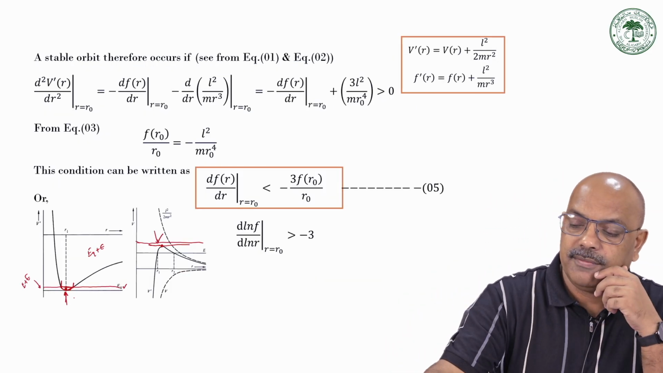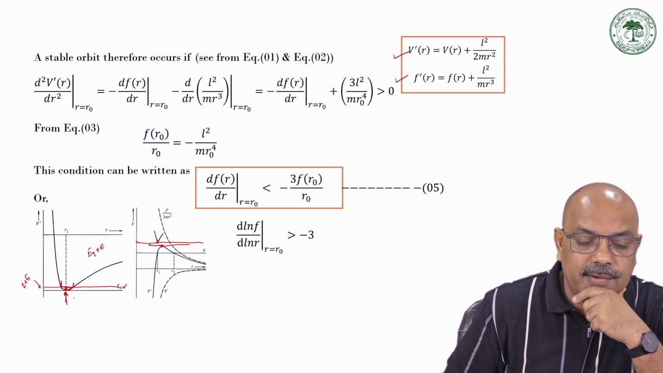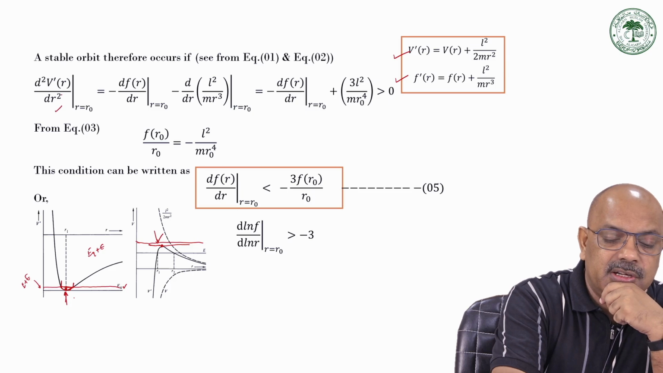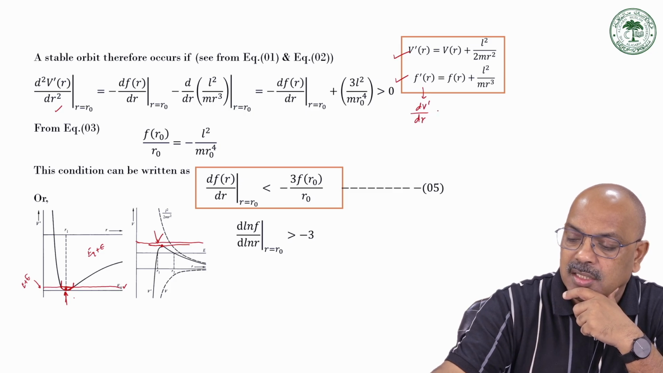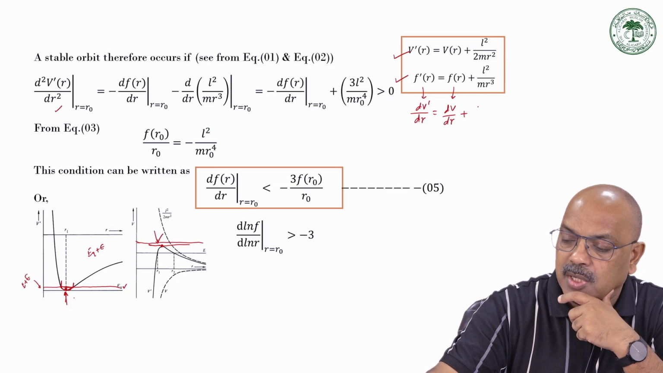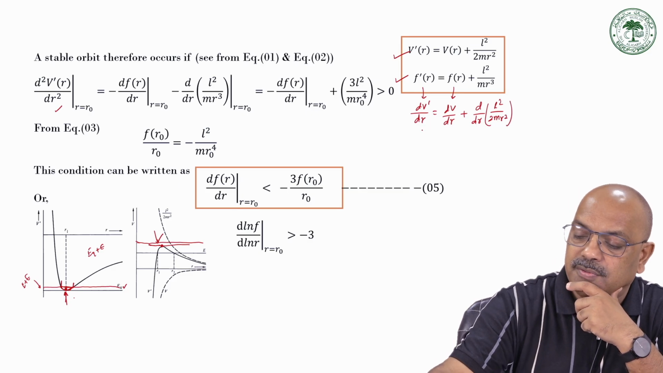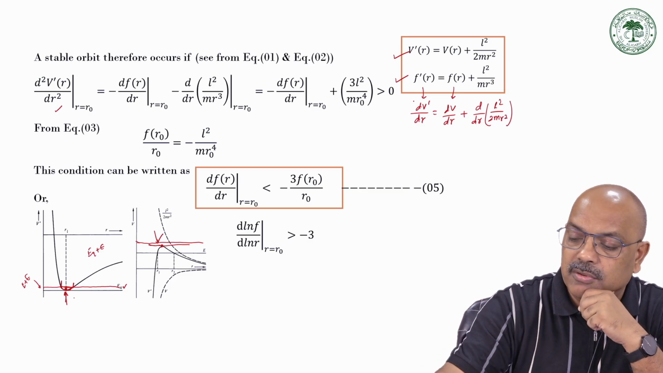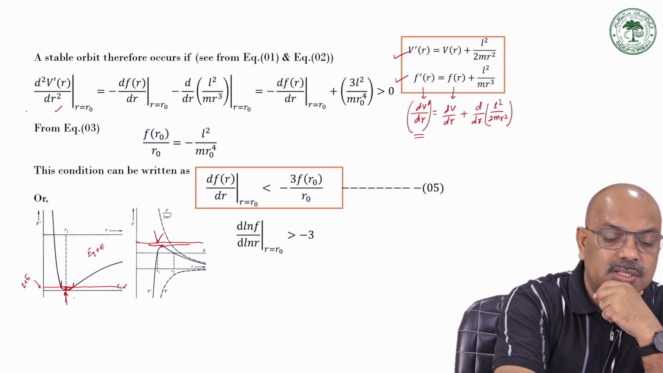If I have my potential as this and the corresponding force is given by this, what I have to do is double differentiate my potential. The first differentiation is this one, because this is my dV prime by dr, this is my dV by dr, and this is d by dr of L square by twice m r square. So the first derivative is done.